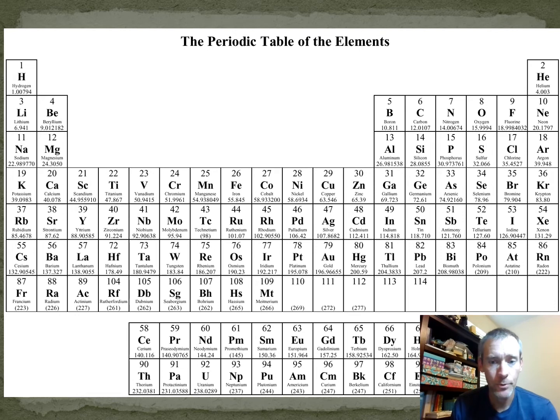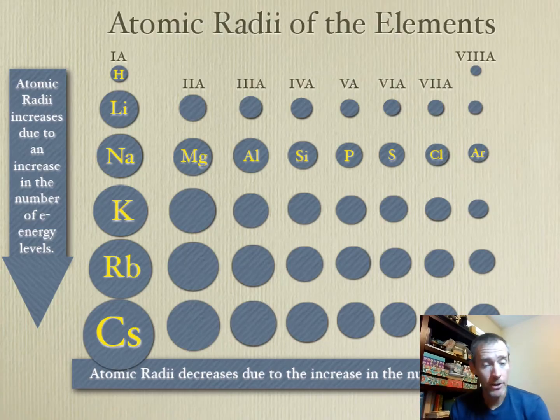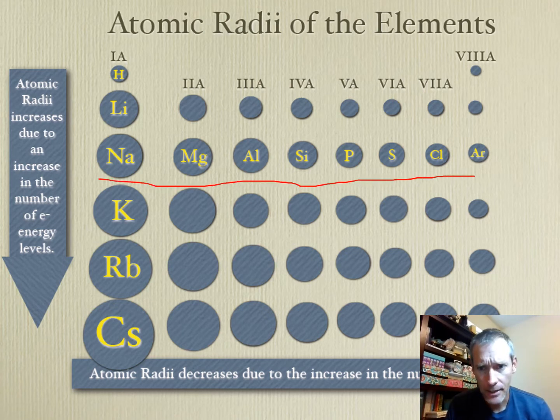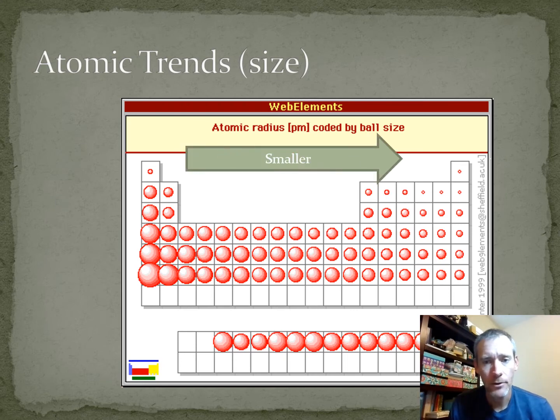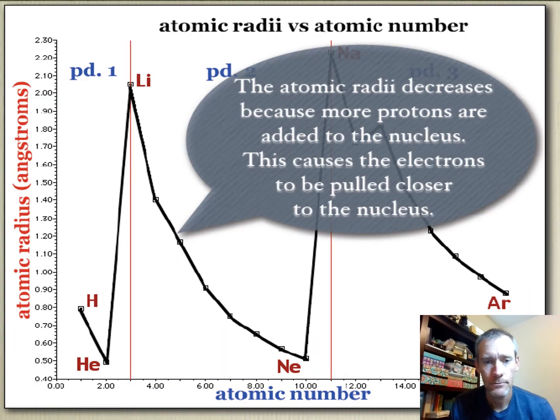Now if you go down the group, you're going to get bigger. This is pretty easy because as you go down, the energy levels are growing. So if you have more levels, more shells, you're going to have a bigger atom. So it's like an onion. You have more levels on an onion, it's going to be a bigger onion. So you can see here as you go this way across the period, it gets smaller, and as you go down, it gets bigger. Okay, smaller across, bigger down.